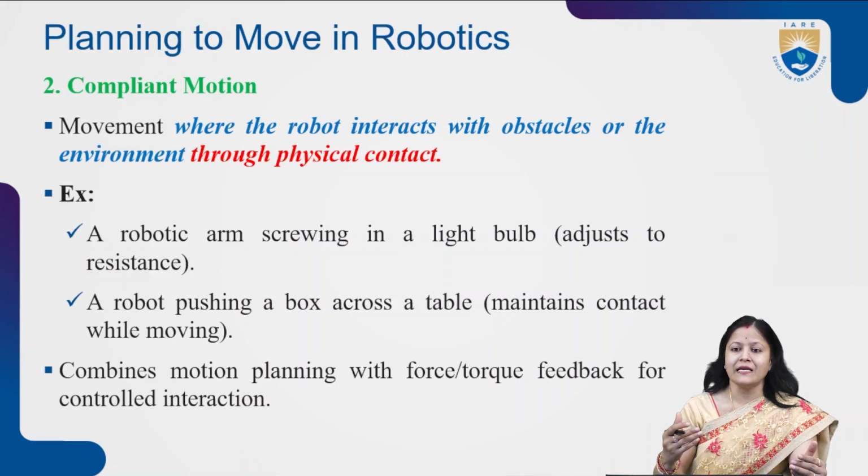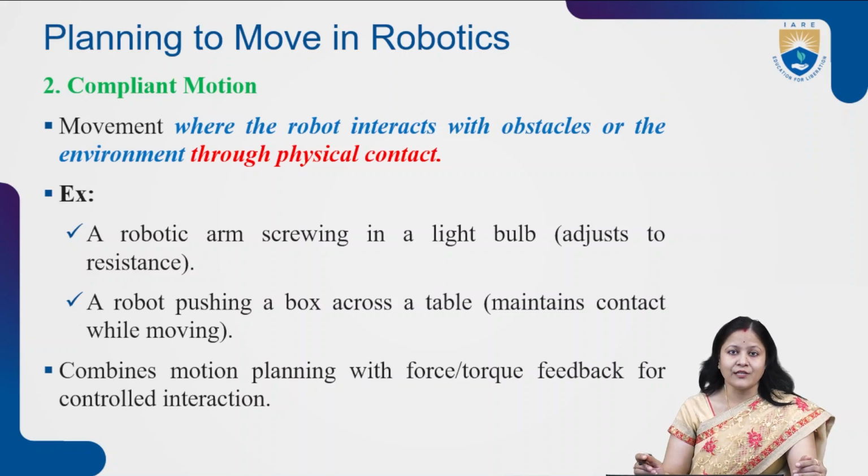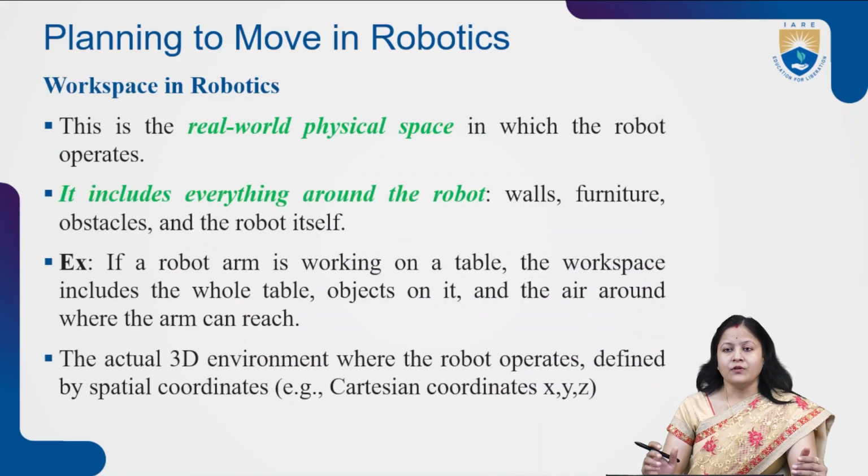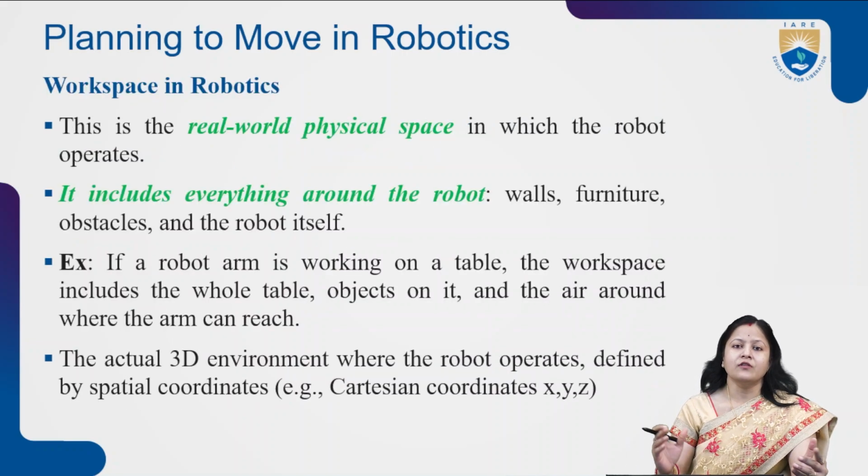So while performing the action, whenever the robot performs the action with the help of actuators and end effectors, it will have physical contact with the environment. That type of movement is called compliant motion. It combines motion planning with force or torque feedback for controlled interaction. Now, let me discuss this type of motion planning or path planning, whether it is point-to-point motion or compliant motion, doesn't matter.